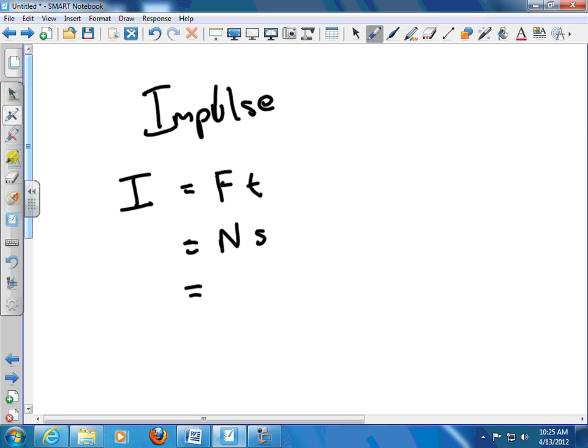or kilograms meters per second squared times second. So that second cancels with that, and we're left with kg meters per second. Now, where have we seen that before? Momentum. So then impulse equals momentum.